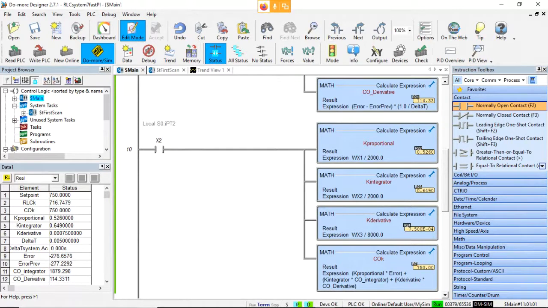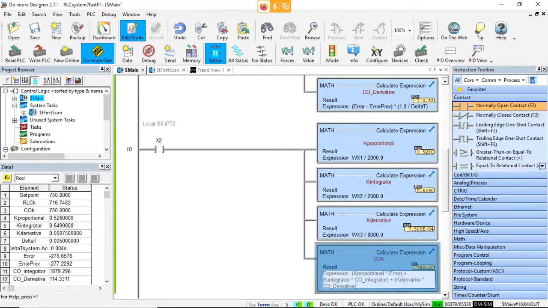So for every scan cycle, we are going to output a new control, and that new control is the proportional times the error, which is changing every single time, and then the integrator gain times the previous integrated value, and then the derivative gain times the derivative value calculated at the last delta T. So we're outputting a control every scan, but the k proportional times the error is changing every scan because the error might be changing, while the CO integrator and CO derivative are only changing every 5 milliseconds when the delta T expires.